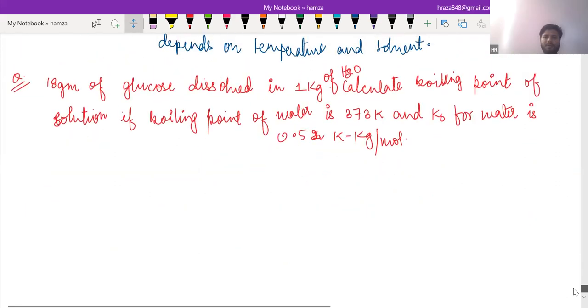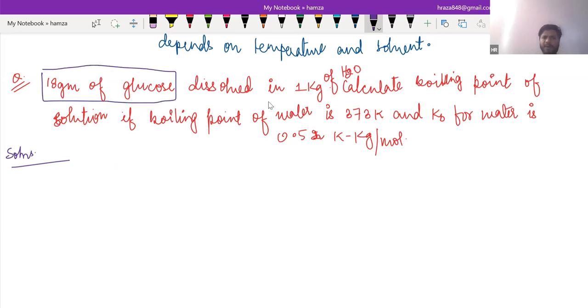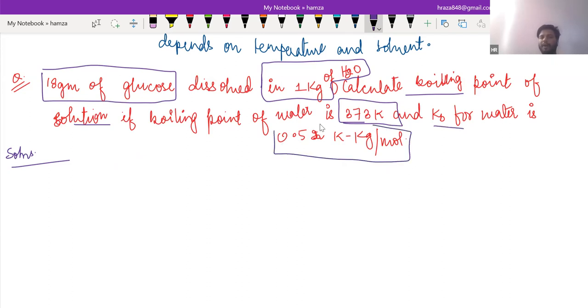So see, Fatima, what is given? First, focus on that. This glucose is basically a non-volatile solid, and it is 18 gram, dissolved in 1 kg of water. That means water is the solvent. And we need to calculate the boiling point of solution after mixing glucose into water. If the boiling point of water, that means pure solvent, is 373 Kelvin, and KB for water is 0.52 Kelvin kg per mole.